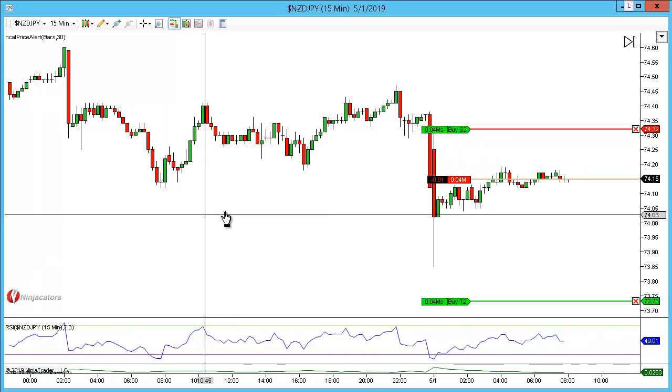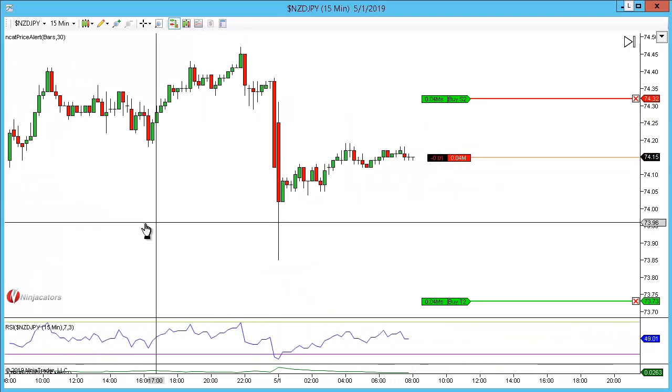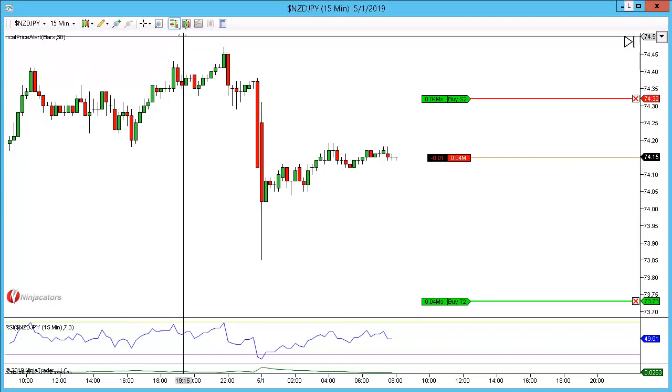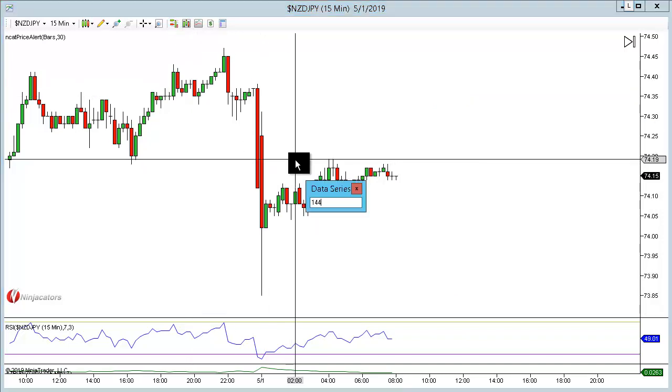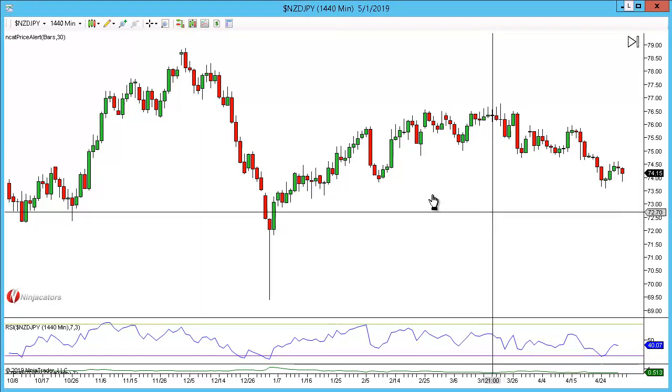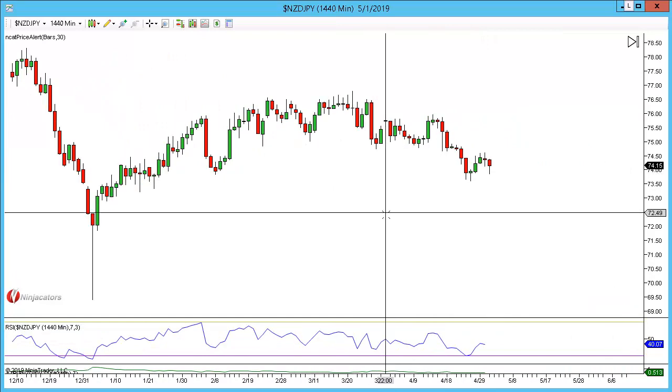This is the New Zealand yen, and we have a head and shoulders, but I've actually used a flag pattern as the entry, and we do also have some trend within these patterns as well. So let's go out to the dailies. Very interesting, this on the New Zealand yen.